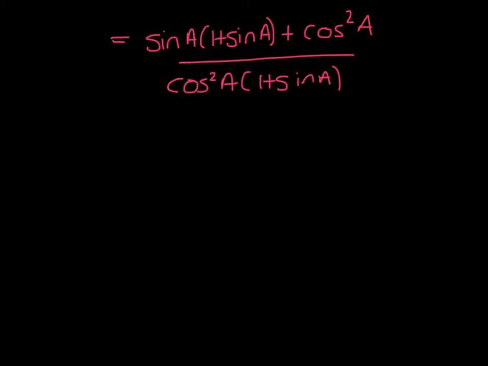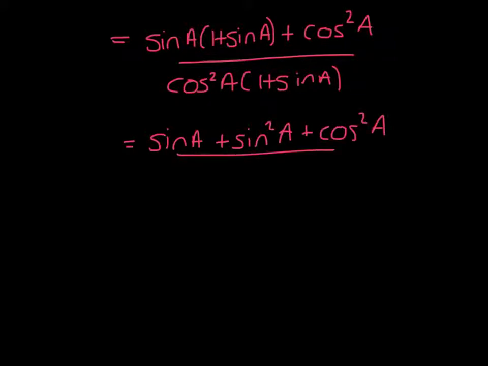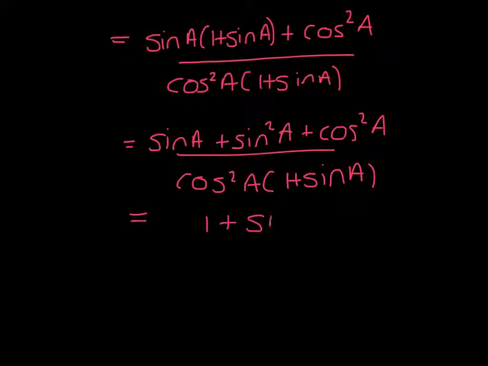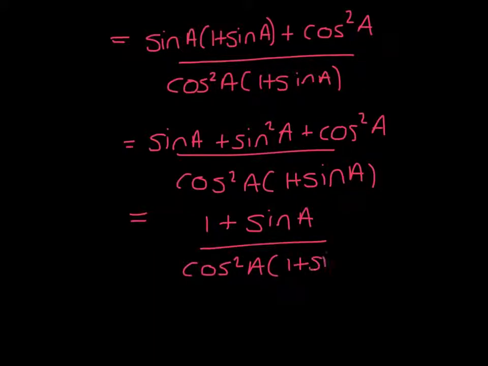Expanding out the bracket gives me sine A plus sine squared A plus cos squared A, all over cos squared A upon 1 plus sine A. Top line, sine squared A plus cos squared A is 1. So my top line becomes 1 plus sine A over cos squared A upon 1 plus sine A.